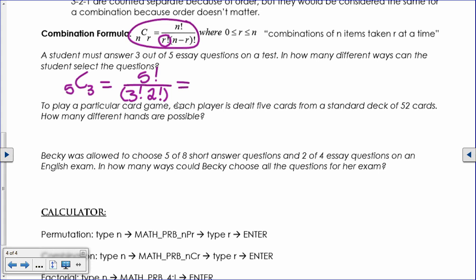It should be 40 now. So that means your calculator is not safe, so use parentheses. So it should be 5 factorial divided by parentheses 3 factorial, 2 factorial. You get 10. You have to have parentheses around the entire denominator part.